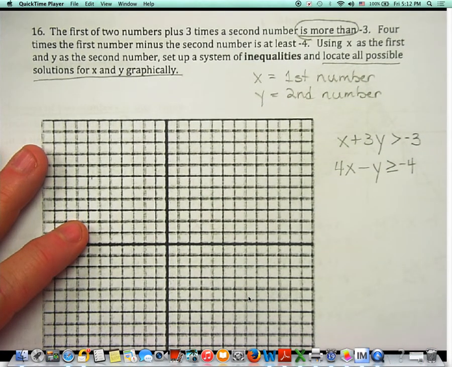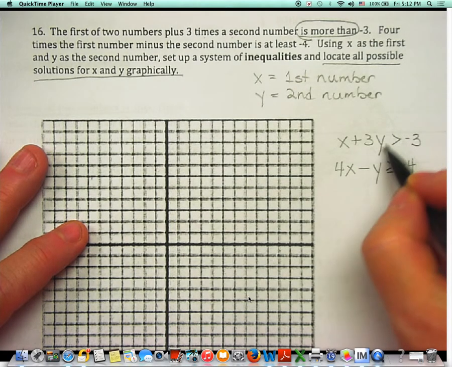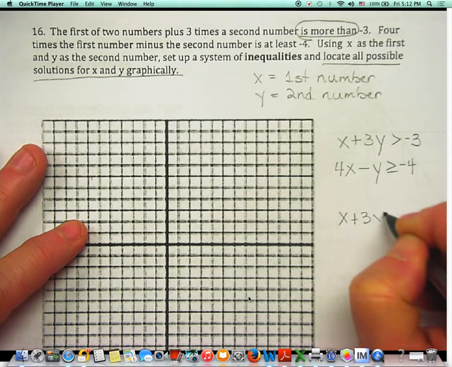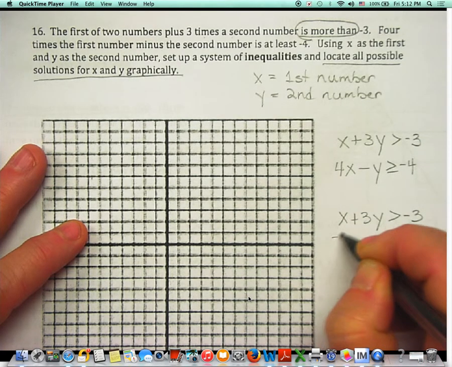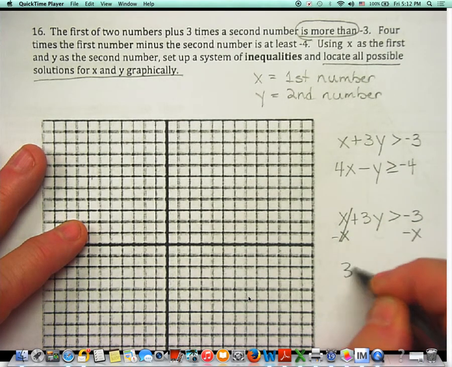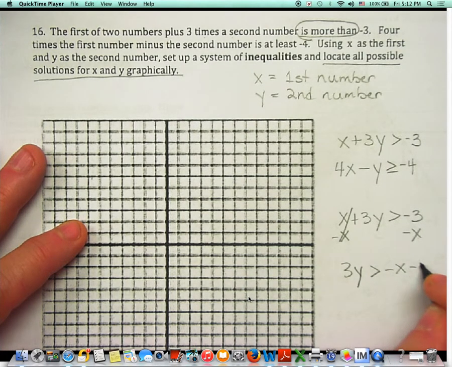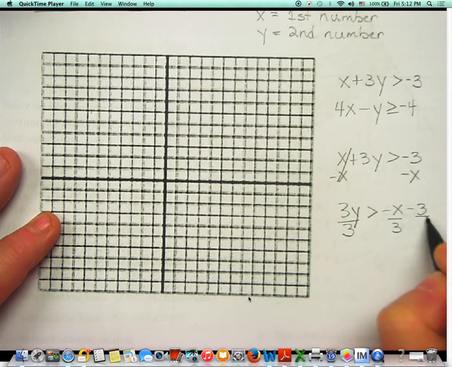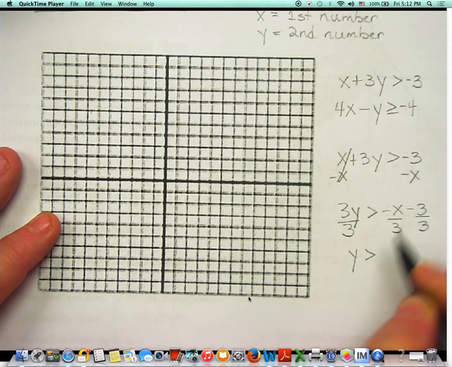So we're going to have to solve for y in both of these. So on the first one, I'm going to write that down. x plus 3y is greater than negative 3. Then I'm going to subtract x from both sides. And so now I have 3y is greater than, I'm going to put the negative x first, negative x minus 3. Then I'm going to divide everything by 3. So y is greater than, and that would be like a 1 is an understood 1 right here, so negative 1/3 x. Then negative 3 divided by 3 is minus 1.